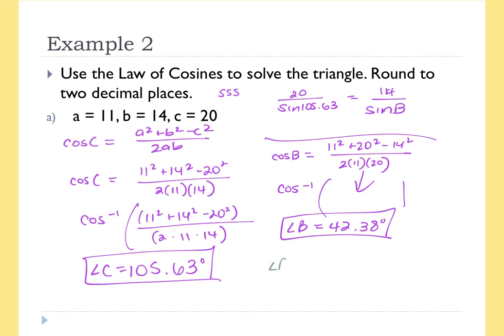Last one I need to find is angle A, and for that I can do 180 minus 105.63 minus 42.38, or I can do law of cosines again. It would actually be a more accurate answer, but I will give both.